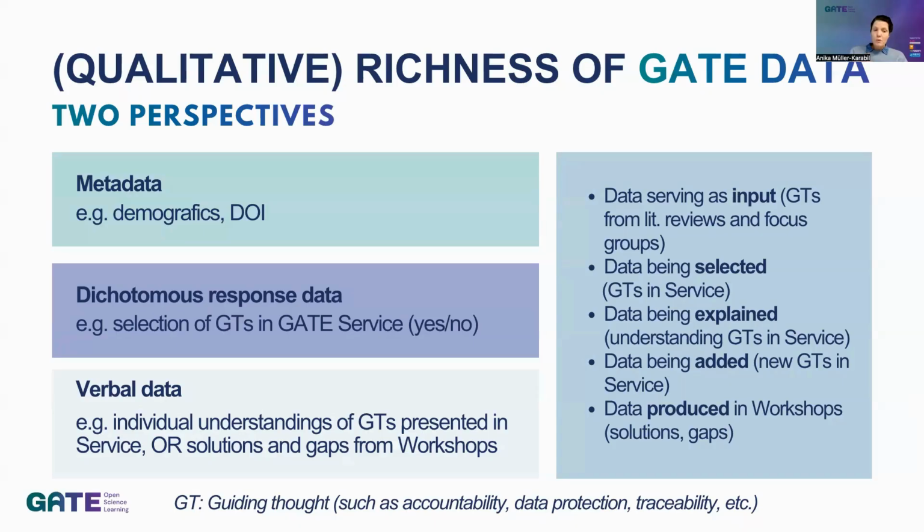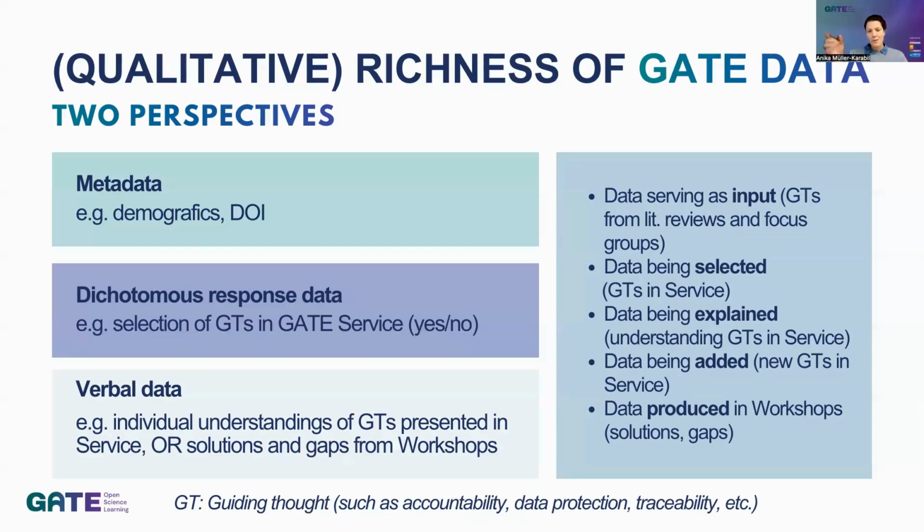That could be from the service, for example, Julia mentioned it, Marie mentioned it, when they explain their individual understanding of a guiding thought. So, transparency means this to me. That's a sentence, a word, it's verbal data. We have to look at how we can analyze it, how we work with it. But it can also be the verbal data from our solution sessions or the workshops. That's a different kind of verbal data: conversation, or already analyzed conversation. So that would be a classical way to look at our data.